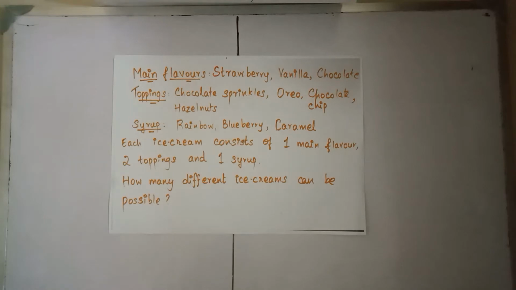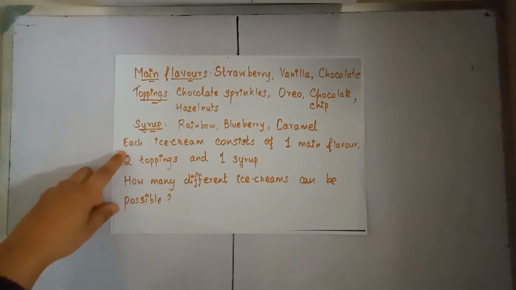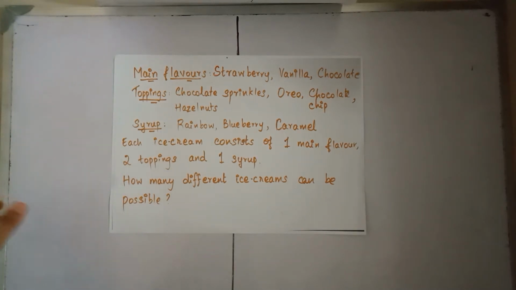In this video, we'll be looking at a problem based on permutation and combination. Each ice cream consists of one main flavor, 2 toppings and 1 syrup. So let's look at the options.